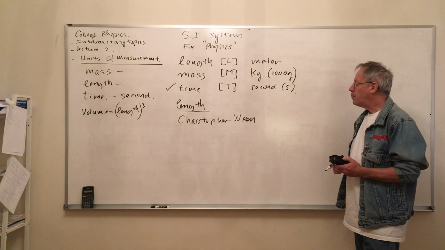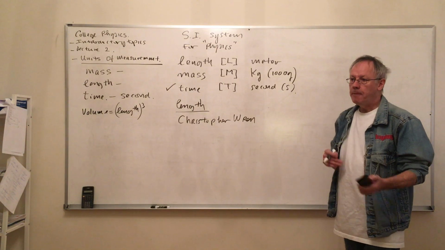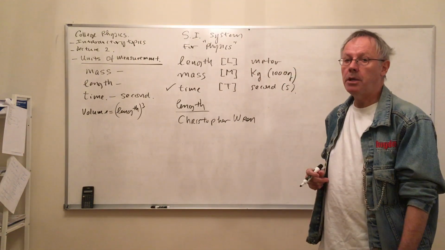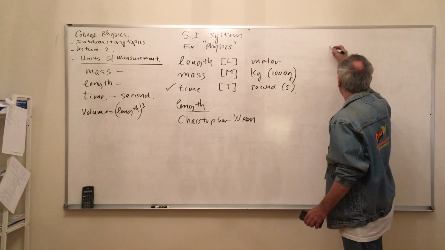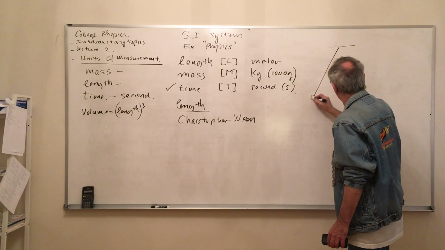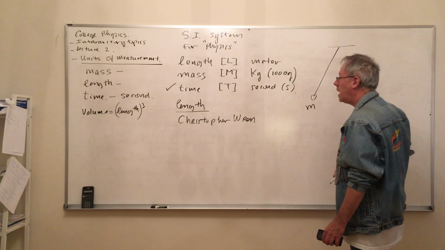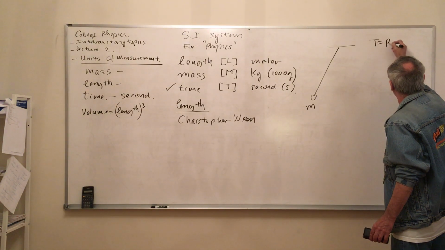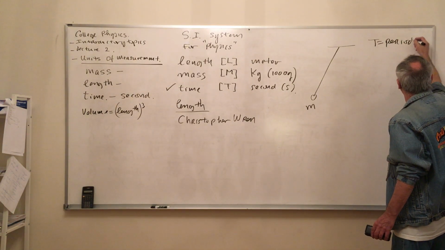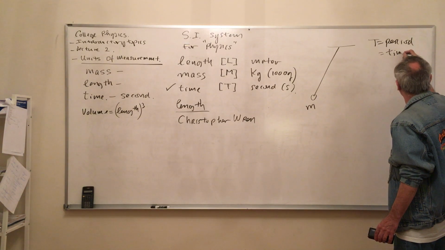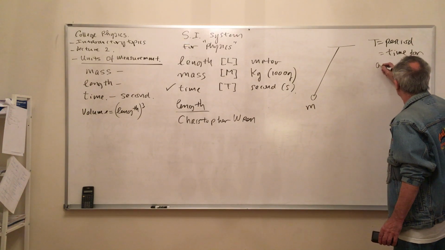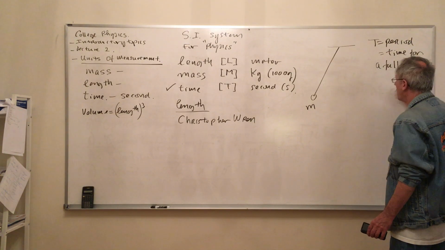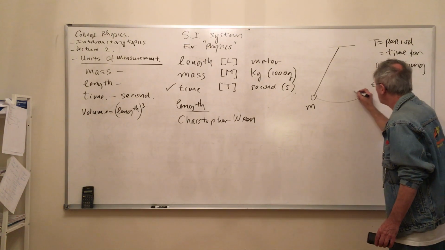Anyway, he also proposed the meter to be the length of a pendulum to give a certain period. Well, if we have a pendulum, put the mass on the end of it. The period is the time for it to go over here and back again.